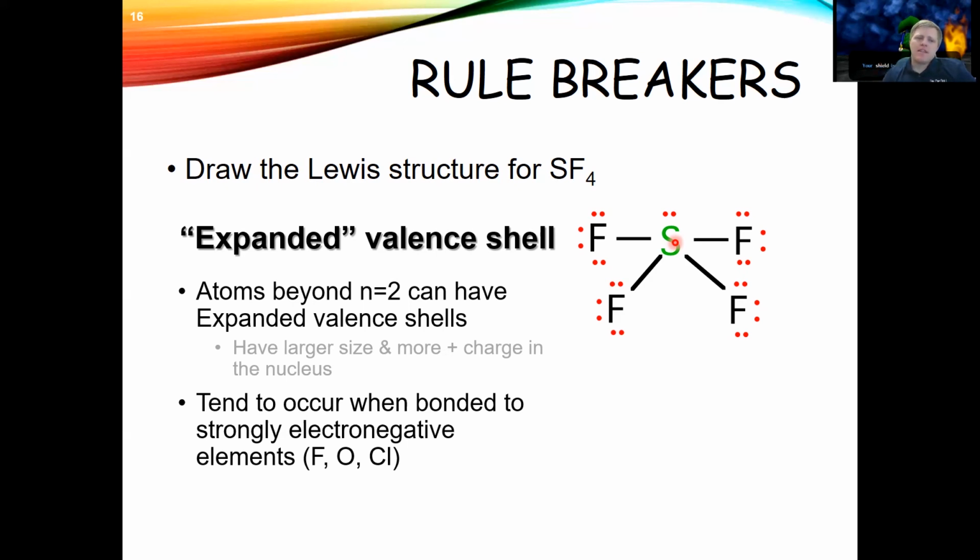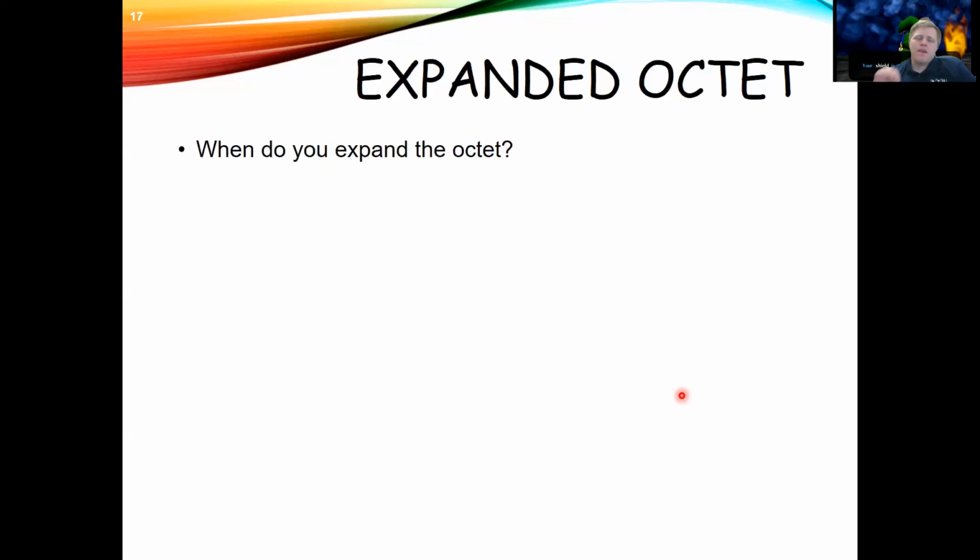But let's talk about this expanded valence shell or expanded octet idea. And let's ask the question, when do you get to expand the octet? When you're drawing a Lewis structure, when do you get to do it? And the answer is whenever you need to. Whenever you have to expand the valence shell, that's when you're going to do it. And again, this is really going to just happen with the n equals 3 row and down on the periodic table. But let's look at SF4 for a good example.